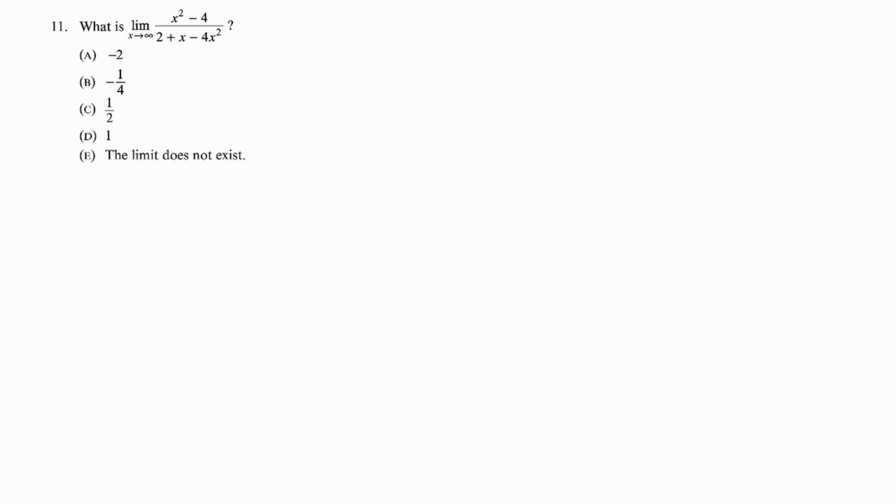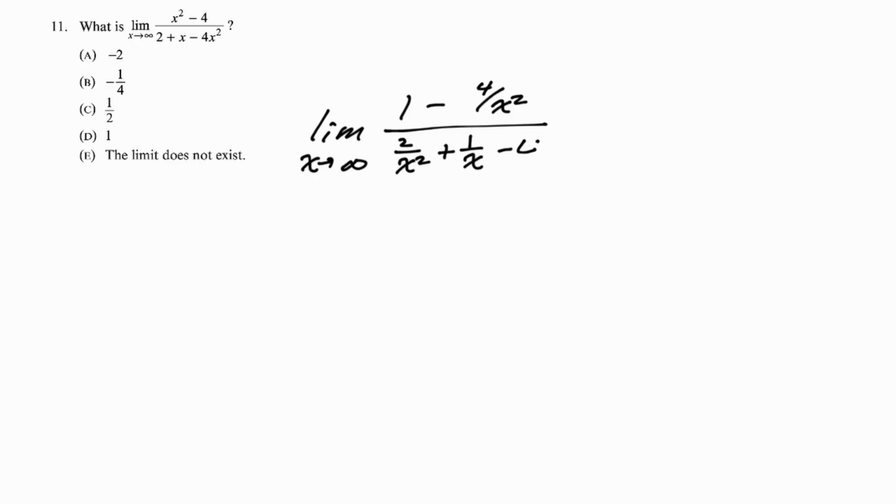I'm going to do this the old school algebra way instead. So what I'm going to do is divide everything I see by the highest power of x in the denominator. So x squared over x squared is 1, 4 over x squared, all divided by 2 over x squared, 1 over x, and minus 4. I just want you to be aware that there are other ways. Don't rely on L'Hopital's for everything when you can get the answer in another way.